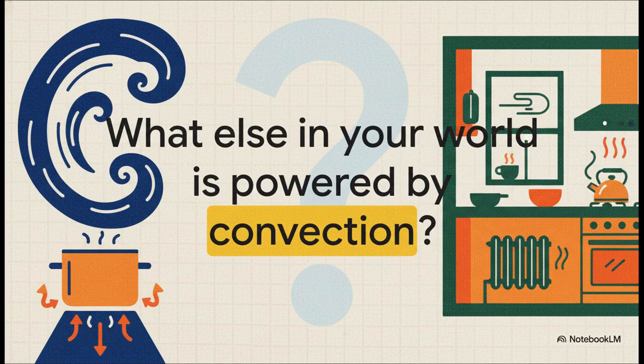So let's end with one last thought to chew on. We've seen how convection gets the air moving in our atmosphere, but where else do you see it? Think about a pot of boiling water on the stove, or even how a heater warms up your room. The point is, convection isn't just something in a textbook. It's happening all around you, all the time.